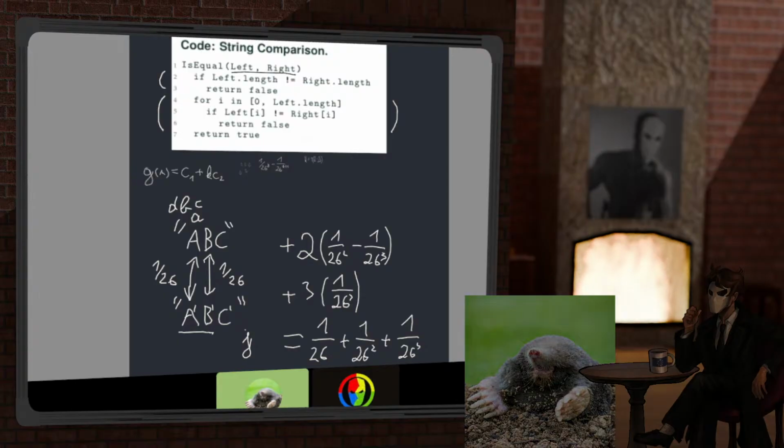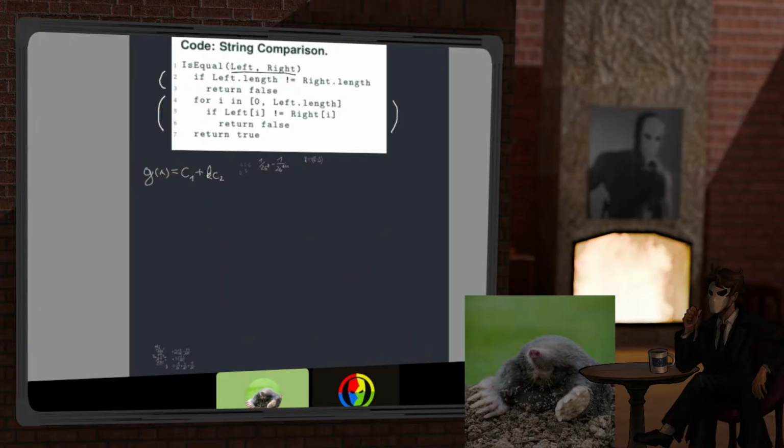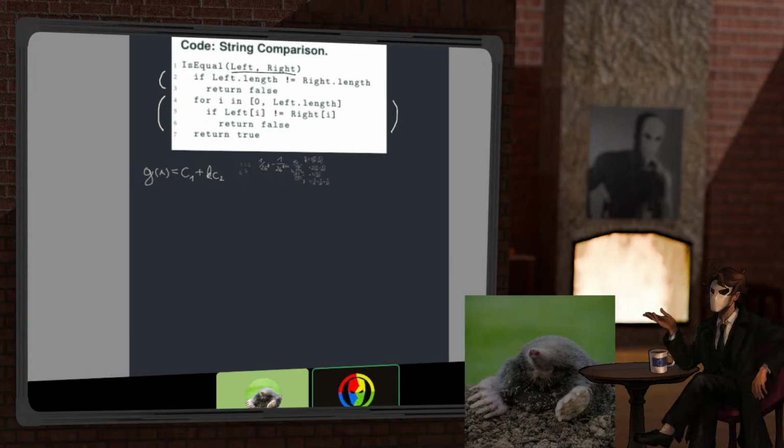Hello. Either just ask, are the coefficients the amount of comparisons in each case?